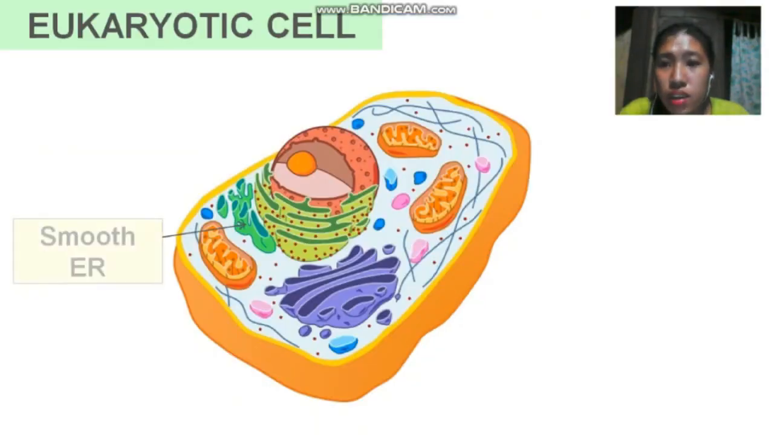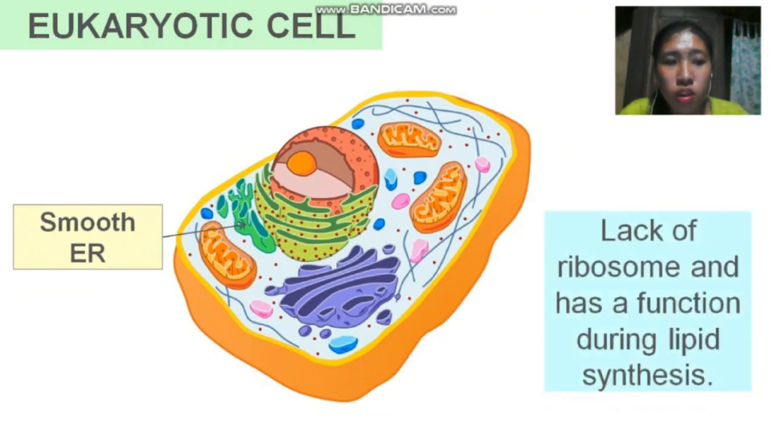Another one is the smooth ER, which is described as lacking ribosomes and functions in lipid synthesis. Compared to the rough ER that synthesizes protein, carbohydrates, and phospholipids, smooth ER is responsible for the production of steroid hormones and lipids, detoxification of harmful metabolic products, as well as the storage and metabolism of calcium ions within the cell.